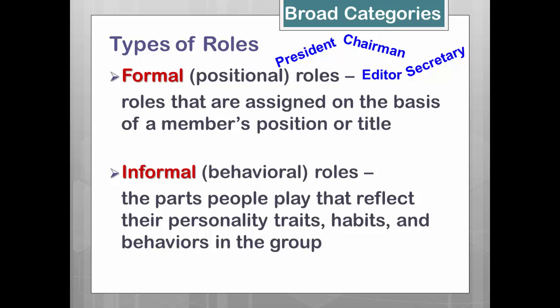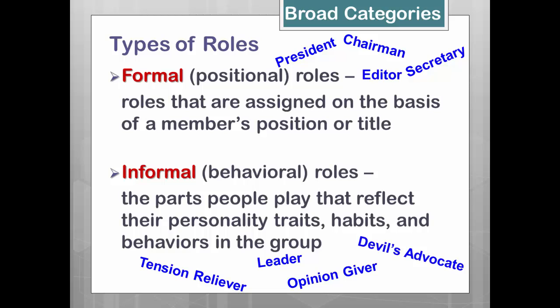Someone who tells a lot of jokes could become the tension reliever, so that whenever there is tension, the other group members look to that person to relieve it. Other examples of informal roles are leader, opinion giver, and devil's advocate. Note that, with the possible exception of leader, no single informal role is found in all or even most groups.